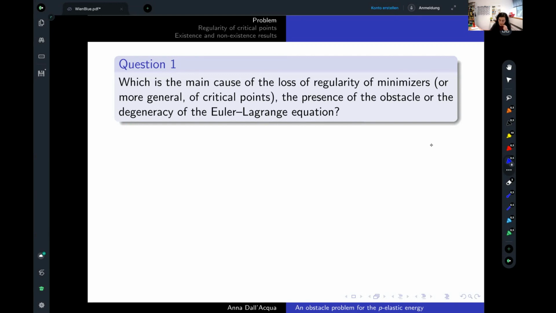In this case, we also have an Euler-Lagrange equation that has a non-degeneracy due to the presence of this p power. And then the question that motivated the start of our study was mainly, what causes the loss of the regularity? What's stronger? Is it the obstacle or is it the degeneracy of the equation? And that's kind of the main question for the talk of today.